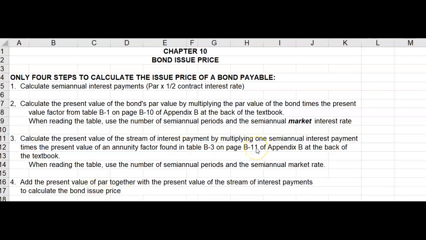Well, that's the end of this video. When we come back, we'll take a look at the present value tables at the back of the textbook, and then we'll practice using the present value tables to calculate the issue price of a bond.